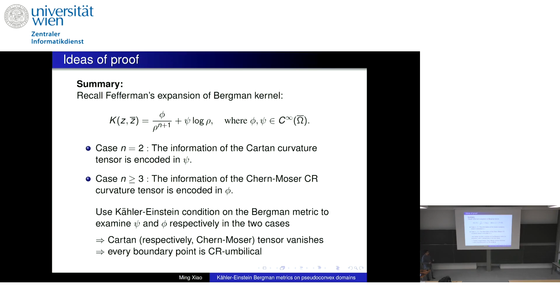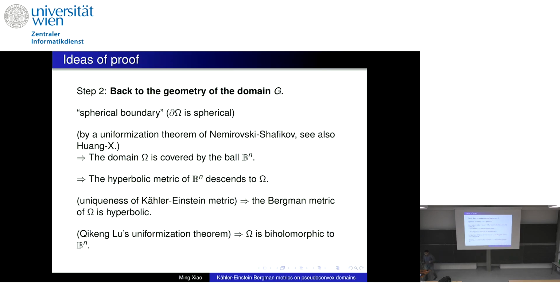Then every boundary point is CR umbilical by definition, and by the well-known Chern-Moser normal form theory, the boundary is spherical. So that's the first step. We have to treat the two-dimensional and higher dimensional cases differently to show the boundary is spherical. And that is step 1, study the geometry of the boundary. In step 2, we have to come back to study the geometry of the domain.